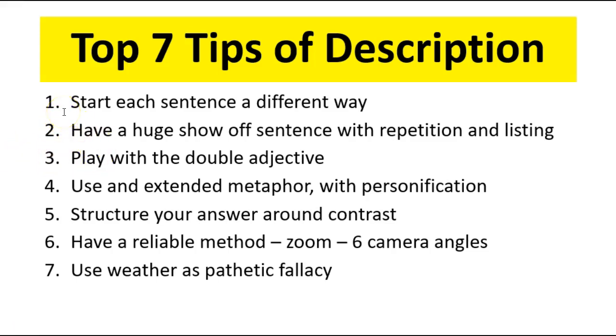So the 7 things we're going to learn. 1, how to start each sentence in a different way, a really powerful technique that's so easy to remember. Then I'm going to show you how to have a huge show-off sentence which says to the examiner, look at me, aren't I awesome? And the easiest way to do that is with repetition and listing. I'm going to show you how to play with the double adjective. Dickens actually goes for 3. He goes all out in his show-offness, if you can imagine such a word.